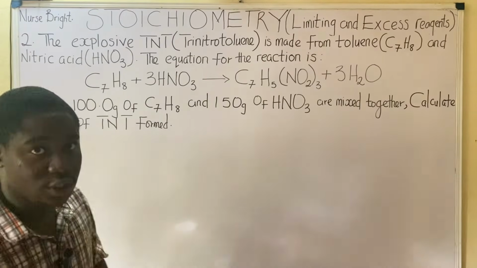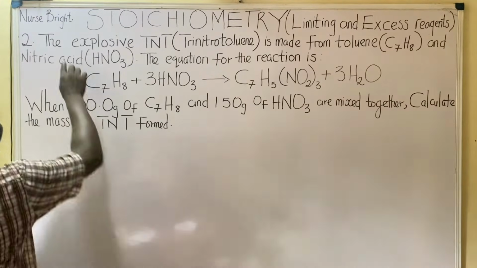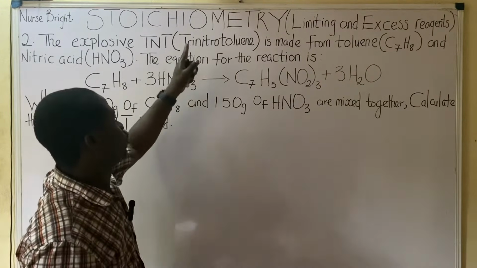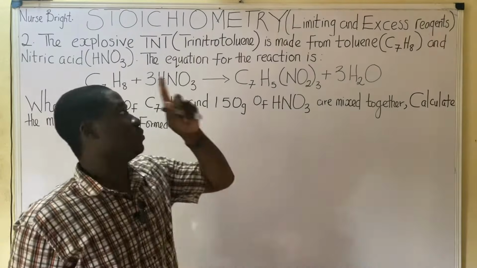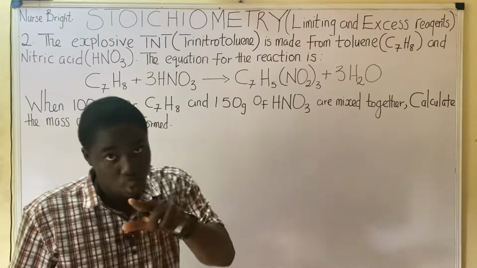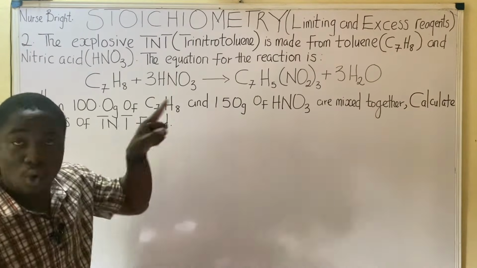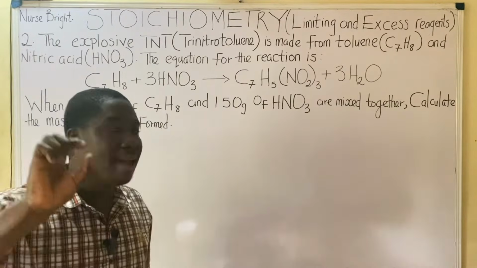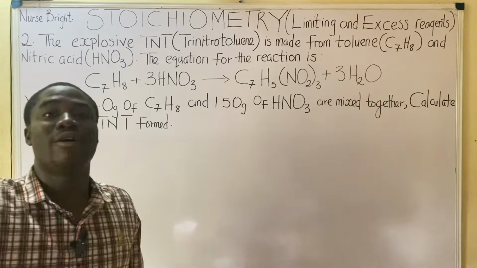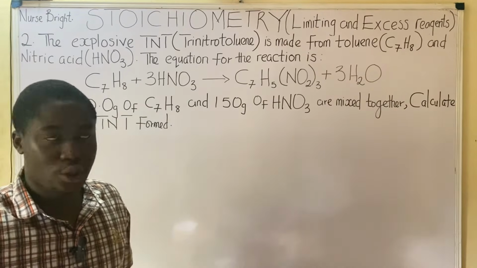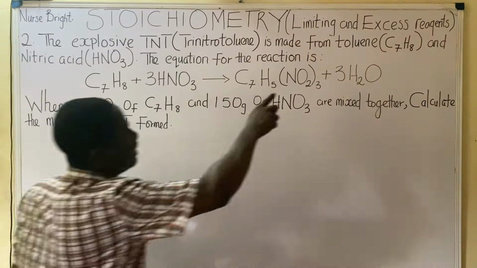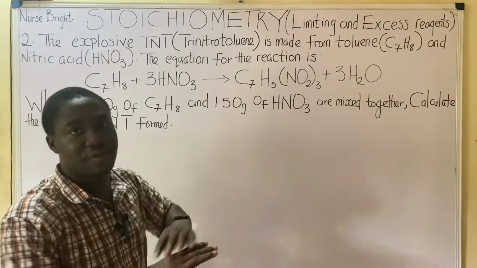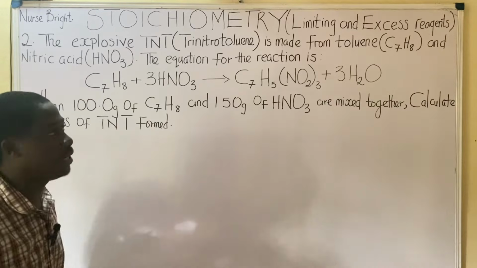Now let's read the question together. The question says the explosive TNT, trinitrotoluene, is made from toluene. Remember, toluene is a benzene derivative. Remember, benzene is an aromatic compound. Do you understand? And this is the chemical formula of toluene. Getting the chemical formula of toluene is very easy. It's not hard. I'm still going to explain that.